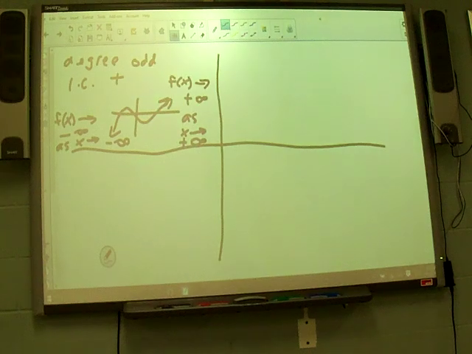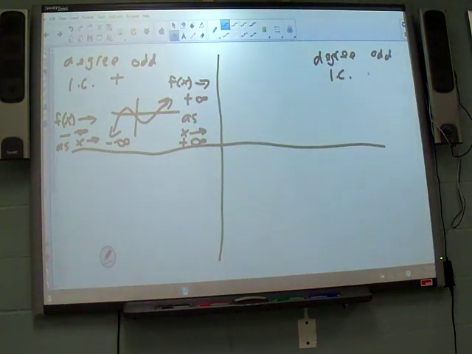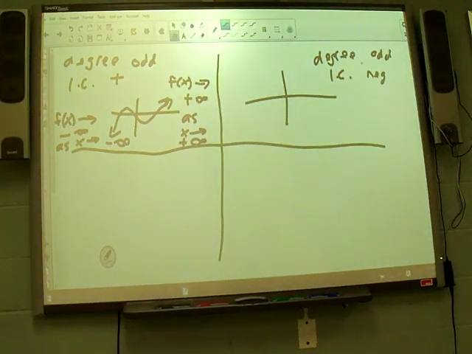Top right, we're going to stick with our degree of odd. So you know it's a disco. But we're going to talk about a leading coefficient that's negative. So you ought to know now how you could draw an example. Degree odd, it's going to be a disco. Ends are going to go in opposite directions. But a negative leading coefficient means it would have to go downhill first. So it could look something like that.